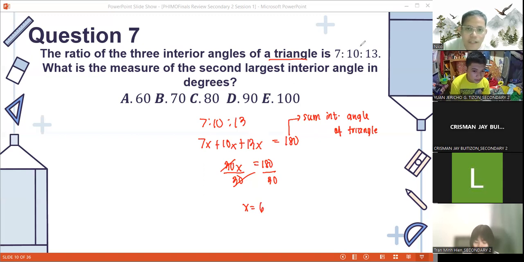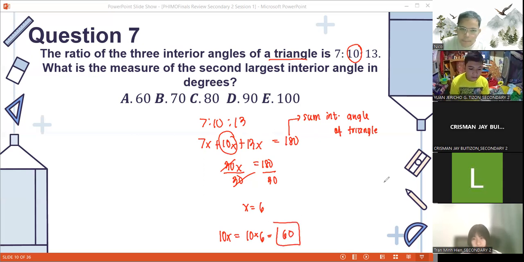So you need to solve for the second largest, which is the 10x. So 10x is equal to 10 times 6, which is 60. What I wrote below 180 is 30 because this is 30x. So to solve for x, you divide it by 30. The left side you divide by 30, the right side you also divide by 30, okay?